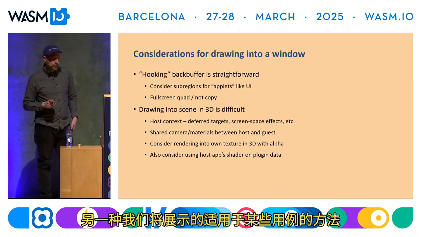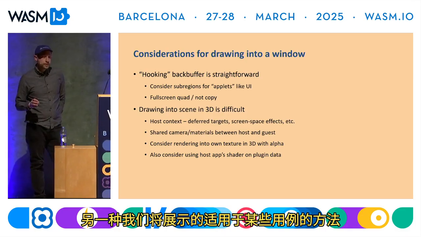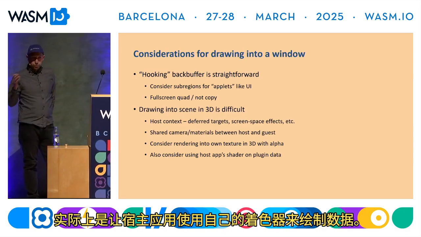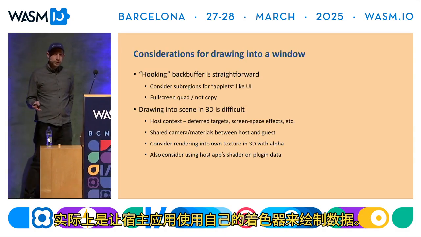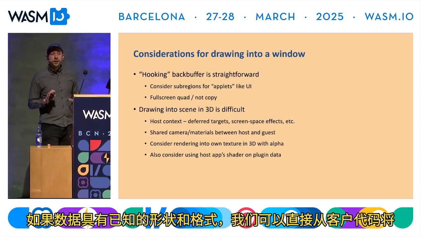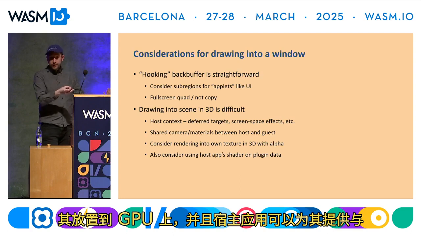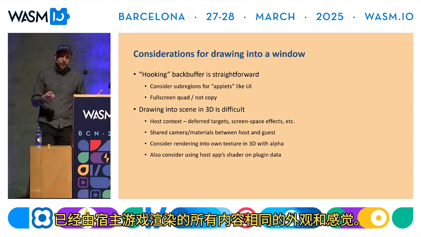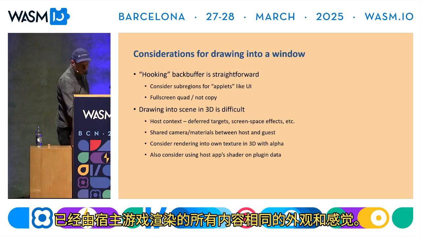Another thing we'll show that works pretty well for certain use cases is actually letting the host app draw the data using its own shaders. If the data is of a known shape, known format, we can just put it onto the GPU from the guest, and we can have the host app give it the same look and feel as all the content that's already rendered by the host game.